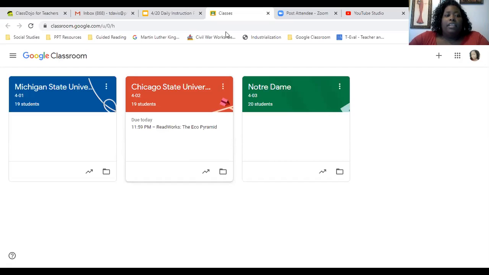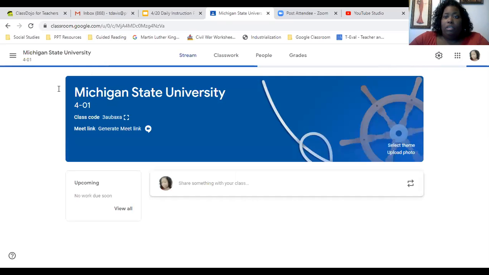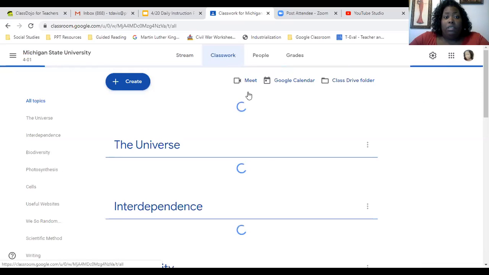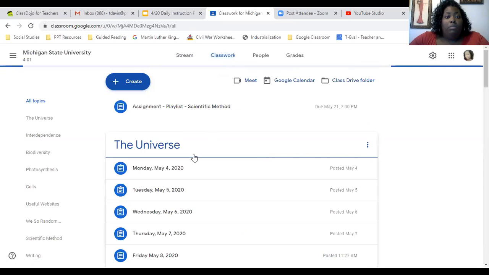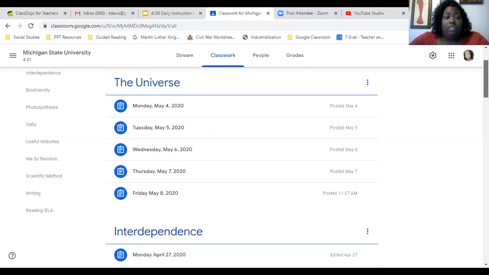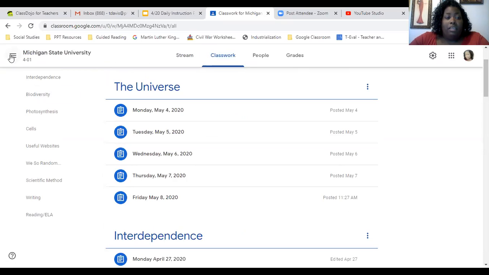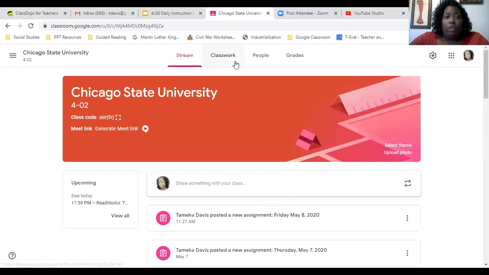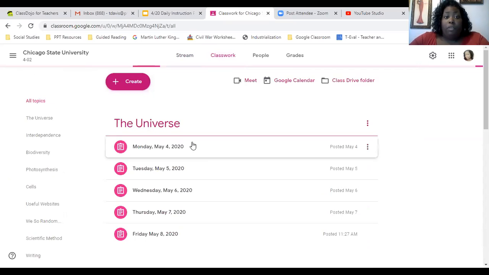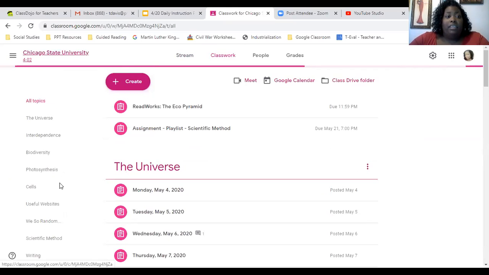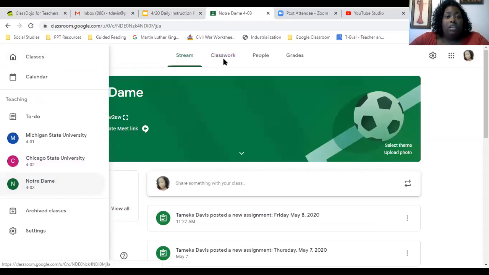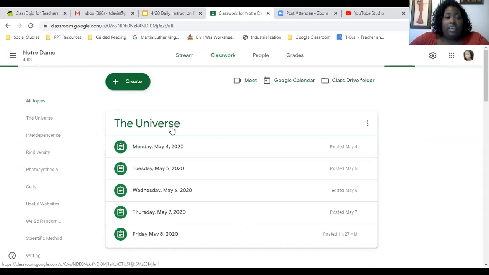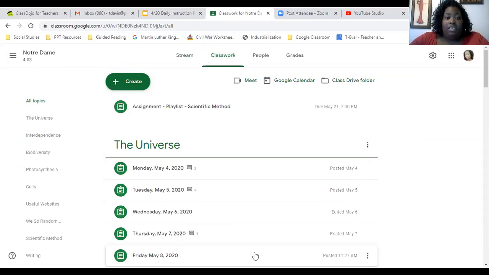Good job. All right, so we're going to click our class. You're going to automatically be ported to your classroom. When you go to Google Classroom, just click your specific link in the Dojo post. You will look for today's topic, and then after today's topic, you'll look for Friday, May 8th. And then same thing for Chicago. Go to classwork. From classwork, look for the universe and today's date. And then Notre Dame, classwork, look for this week's topic, and then today's date.